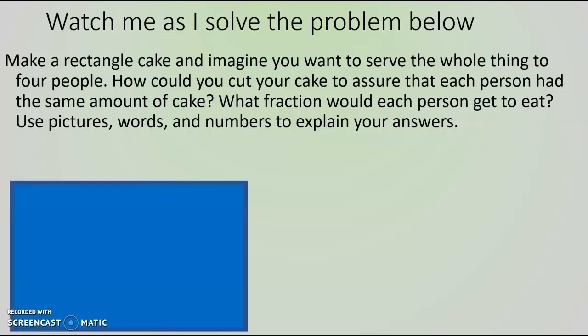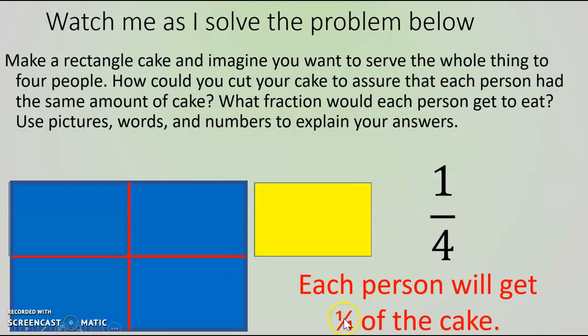So first of all, here's our rectangle. It's a blue cake. We're going to separate it into 4 parts. Now, if each person gets 1 slice, the 1 yellow slice, let's pull that one out. 1 slice out of the 4 pieces altogether would be 1/4. 1 out of 4. So each person gets 1/4 of the cake.